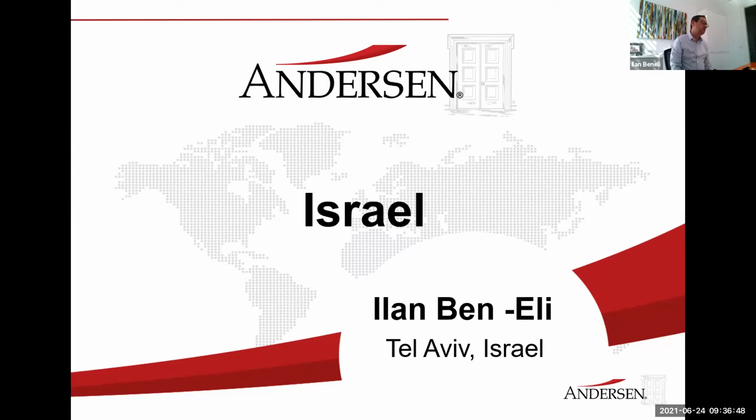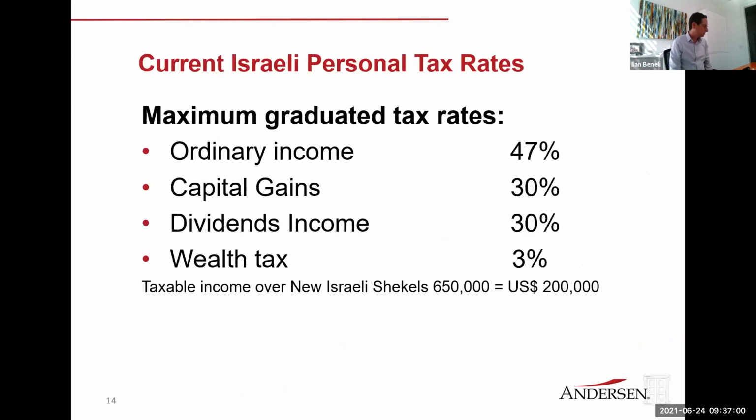Personal tax issues in Israel. We are a worldwide tax system. Warren, if we can move to the graduated tax rates. Our tax on ordinary income and income from employment is relatively high. It's 47%.